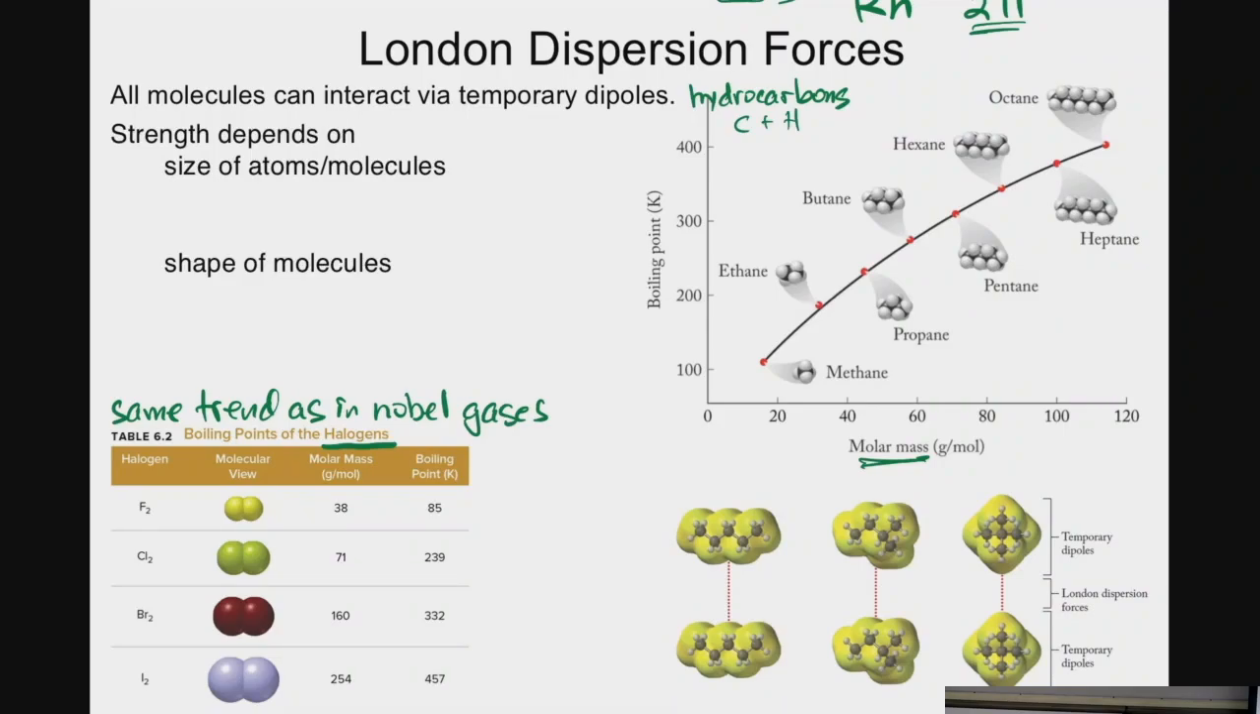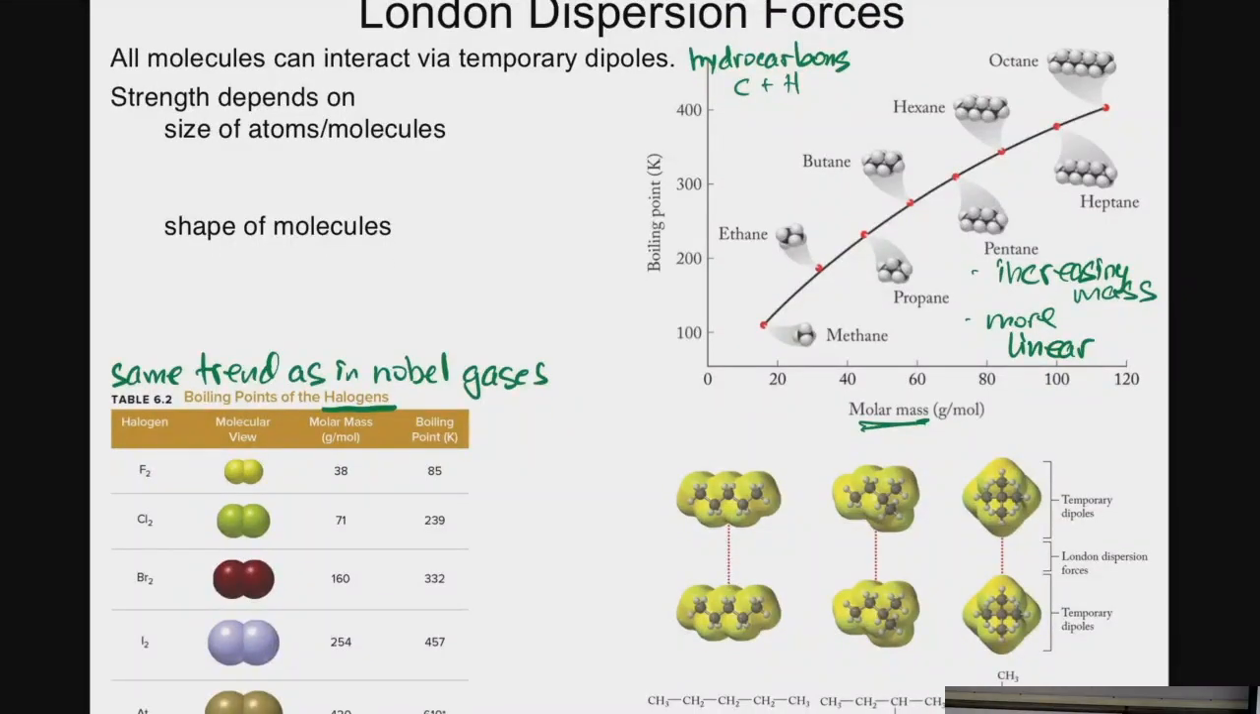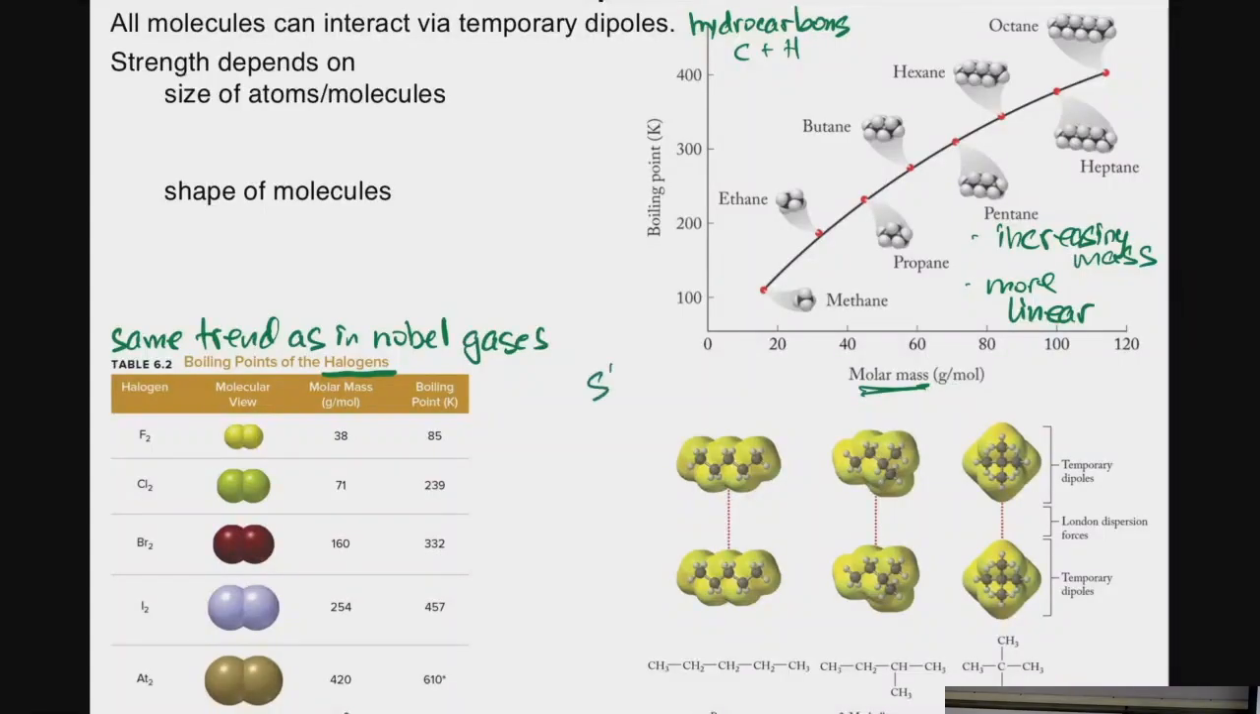So we're doing two things here. We're increasing the mass, or we're increasing the size. Well, let's just say increasing the mass. That's fine. But we're also making it linear. We're extending it into a linear chain. Both of these have an effect. Now, increasing mass, I don't need to explain that one to you again. But the more linear, that's something that's more easily shown here when we're looking at these three structural isomers. So we learned that on Monday as well.